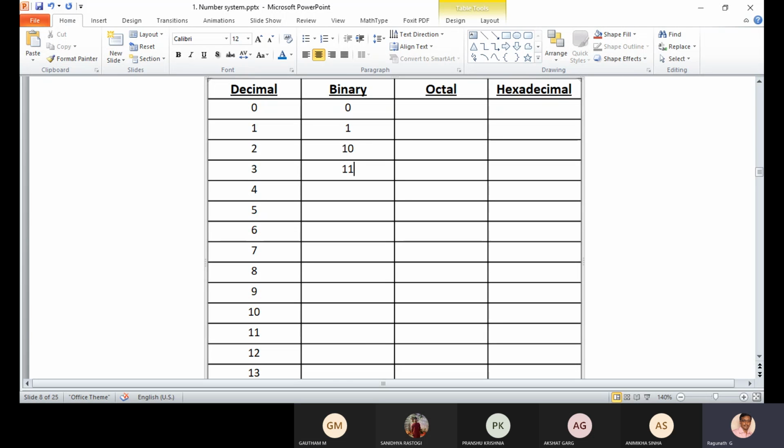What is the biggest number in 2-bit binary? 1, 1. So next we have to start with the 3-bit number. Now tell me what I have to write after 1, 1. 1, 0, 0. Yes, you are correct. 1, 0, 0.